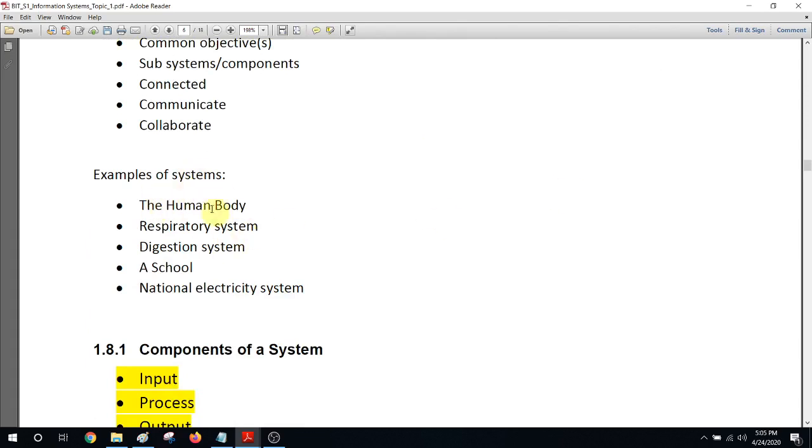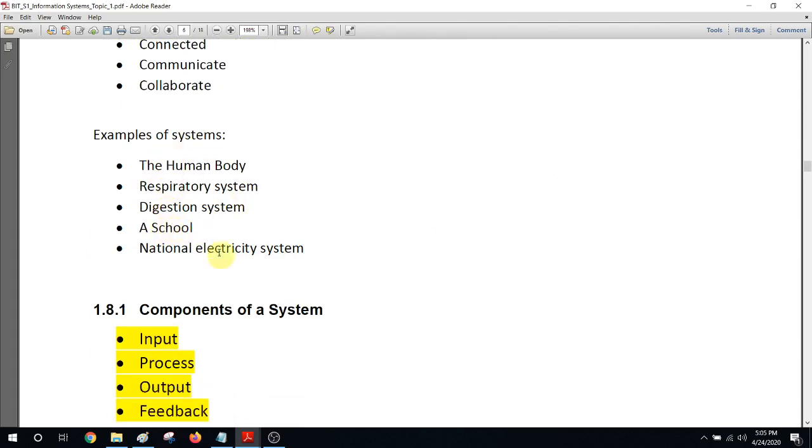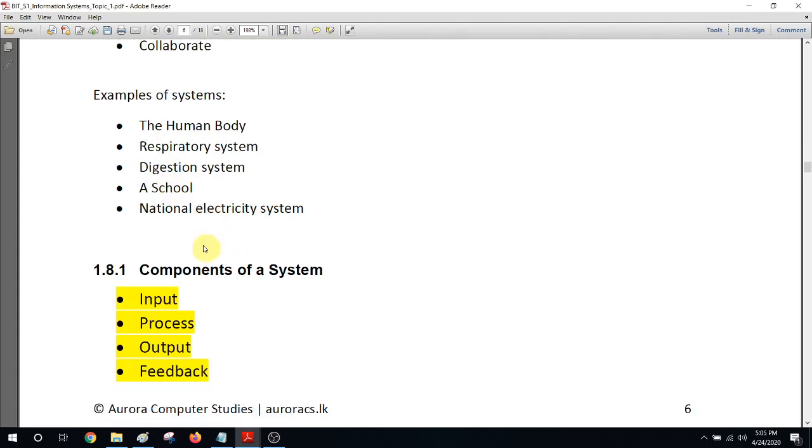There are some examples given. The human body itself is a system. A school, maybe a power plant, maybe a vehicle, all those are systems. If you think about those things, you will see that there are some subcomponents, communicating and collaborating to achieve a common objective, right?